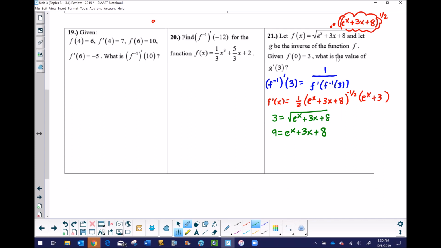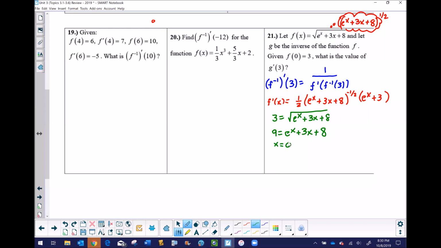Anybody notice what happens when you let x be 0? When you let x be 0, you get 9 on the right side, am I right? Because e to the 0 is going to be a 1. So you've solved it by just kind of investigating the possibilities.